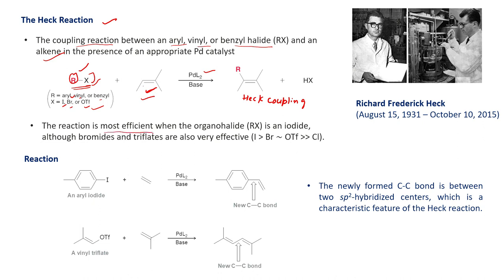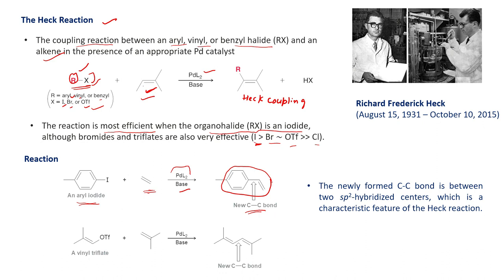The reaction is more efficient when organohalide is iodide. Your iodine is much more reactive compared to bromine, triflate and chlorine. So what exactly the Heck reaction is? In Heck reaction, you treat aryl iodide with ethylene in presence of palladium catalyst and base, and there is formation of new carbon-carbon bond. You can see styrene product is formed here.